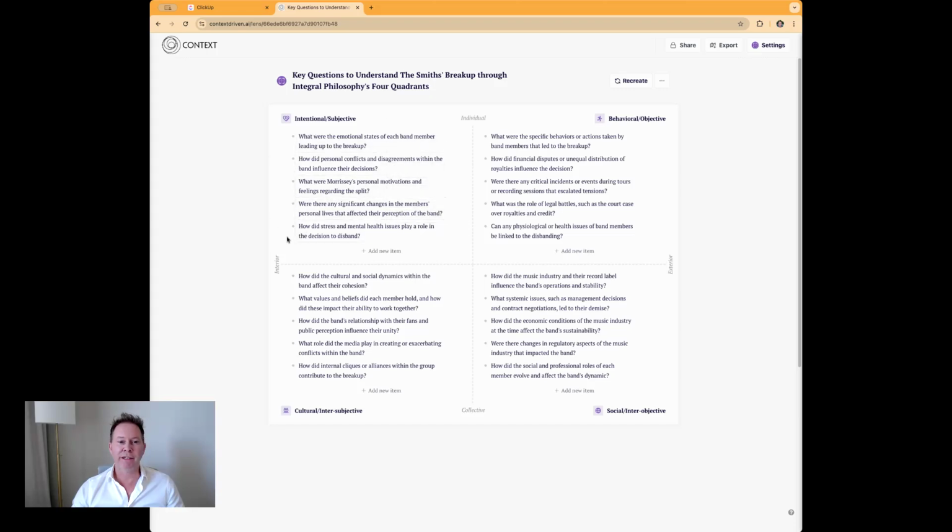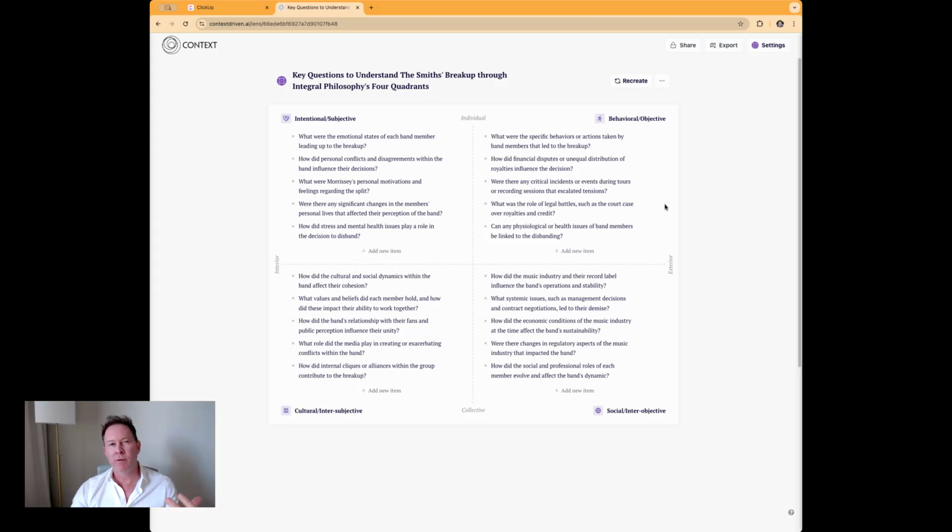These are the questions related to personal motivations and psychology, emotional states, and cognition. These are questions related to social dynamics, cultural values, and what was going on inside the band's camaraderie. In the lower right, we're getting the industry and the economic conditions, system issues, et cetera. And in the upper right, behaviors, actions, critical incidents, et cetera. This kind of mental model, key questions to ask, is really powerful for when you're first getting into a subject and rooting around in it.